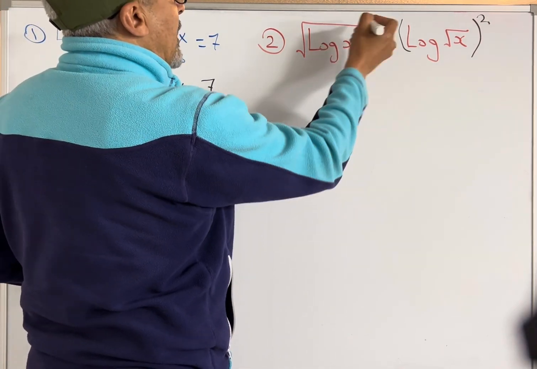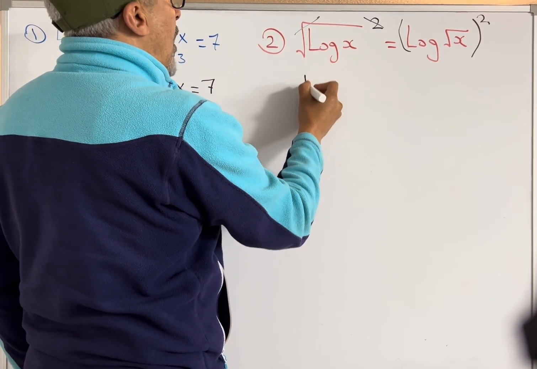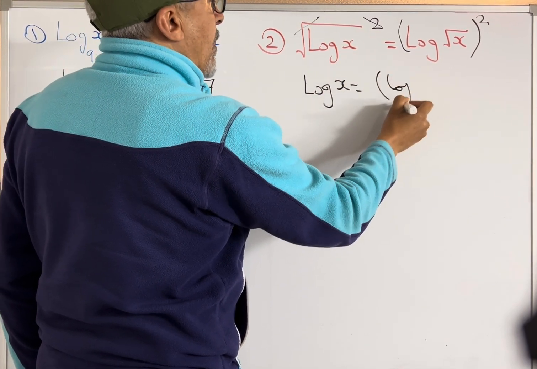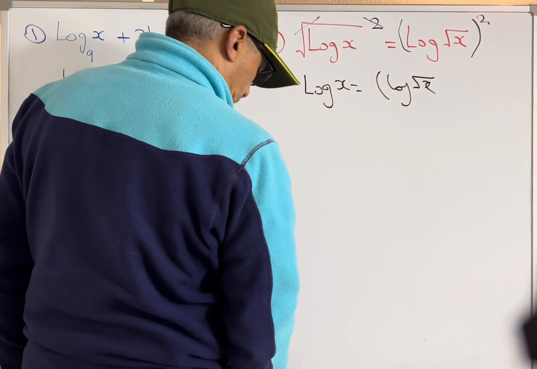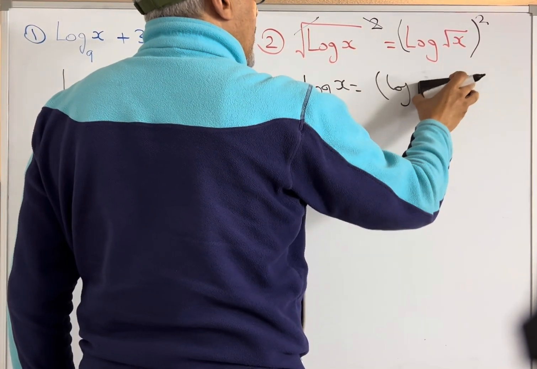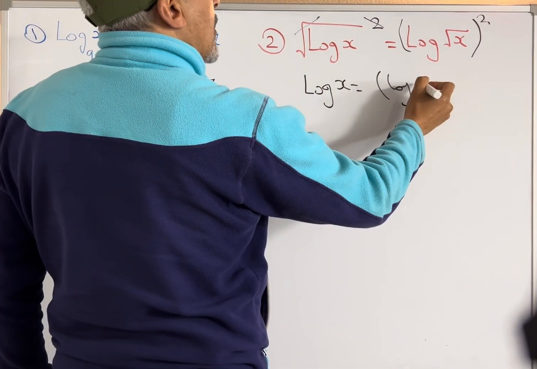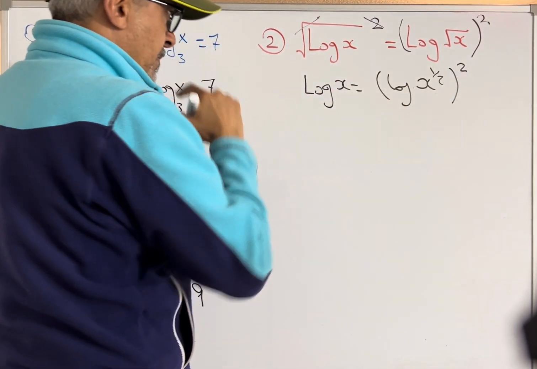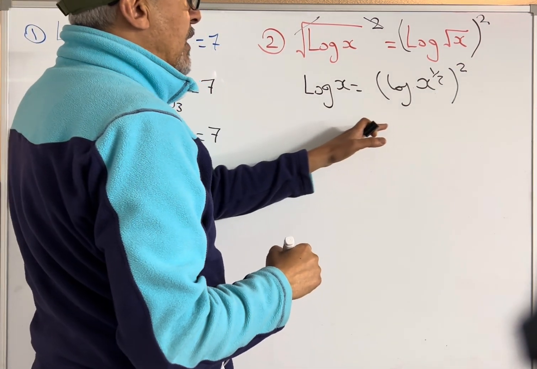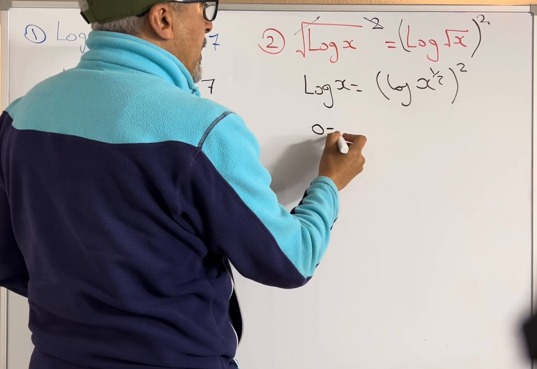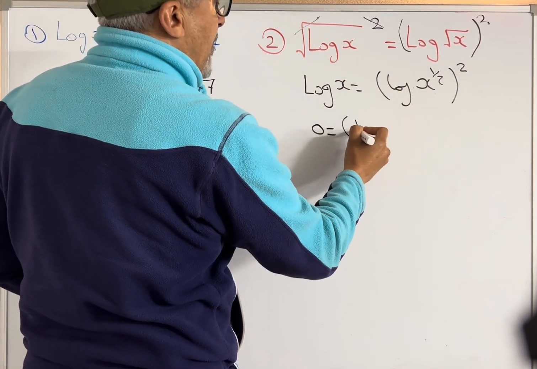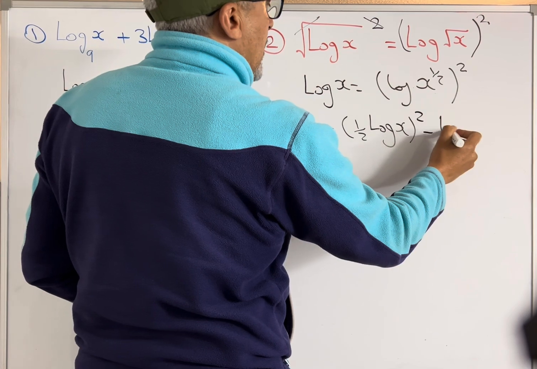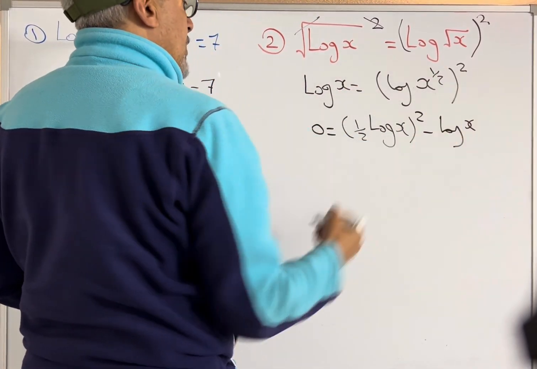Now this here will get rid of the square root, and so we'll have log x equals log root x, which is log x to the power of 1/2, squared. Now I'm going to move everything to one side, equate it to 0. So I'm going to go 0 equals, and I'm going to pull the 1/2 down, 1/2 log x squared minus log x. I move this log x to the other side.